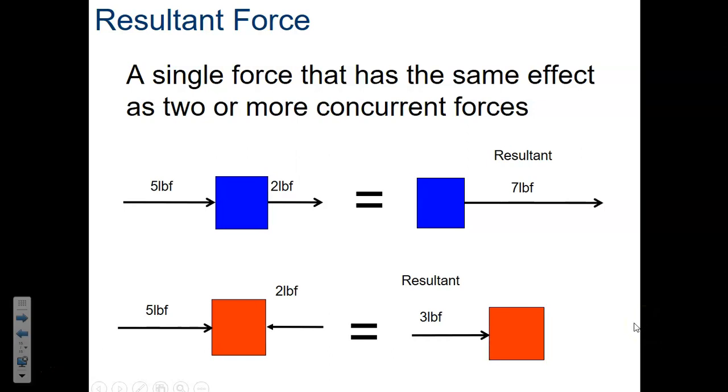The resultant force is the sum of the forces that you get. If you have 5 pounds to the right and 2 pounds to the right, the resultant is 7 pounds to the right. In statics, we want the resultant to be 0. In this case, we've got 5 to the right and 2 to the left. Because they're in opposite directions, they're going to partially cancel out, and we end up with 3 pounds to the right. Had this been 5 pounds to the left, the resultant would have been 0, and we would have had a static object.